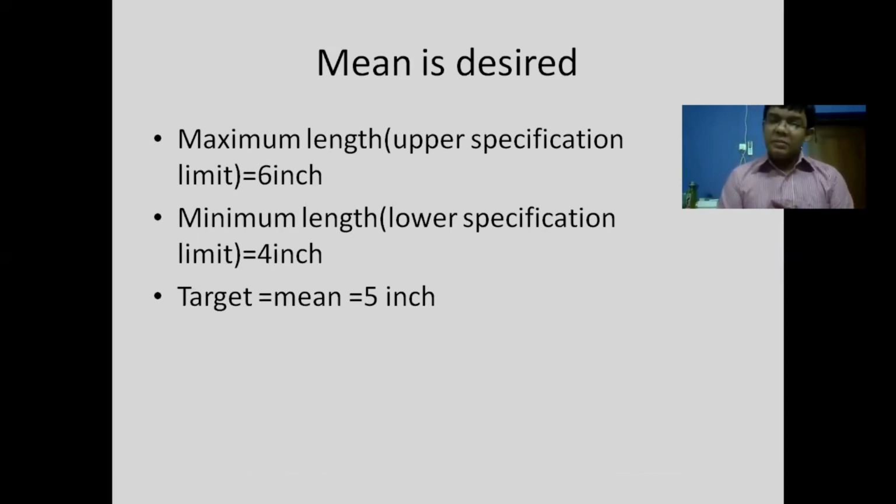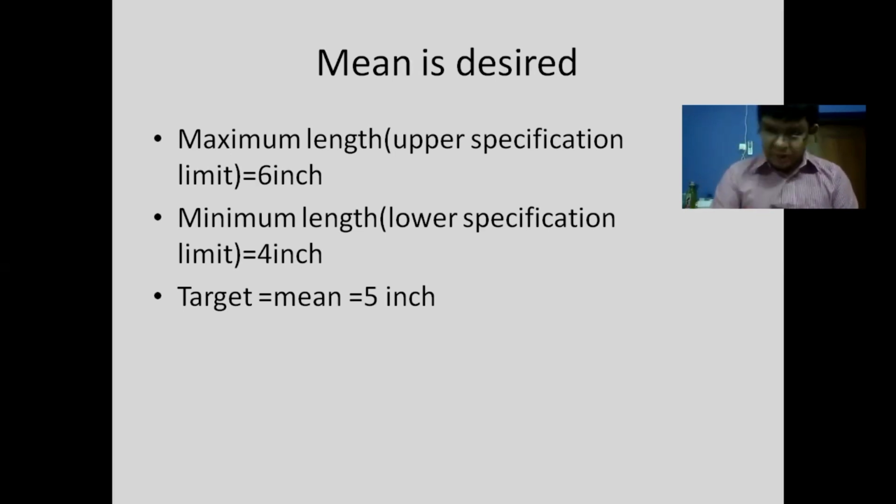When you also tell him the minimum length of the cable will be 4 inch, this minimum length is called the lower specification limit. So you think if the worker makes a target to cut the cable in exactly 6 inch, there is a possibility he will cut the cable greater than 6 inch, which is out of limit. On the other hand, if he makes a target to cut the cable in exactly 4 inch, then there is a possibility he will cut the cable less than 4 inch, which is also out of limit.